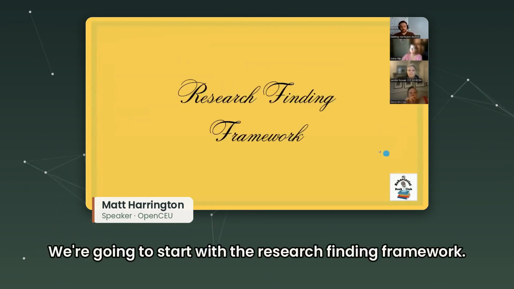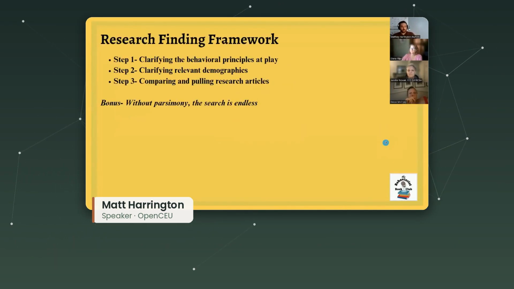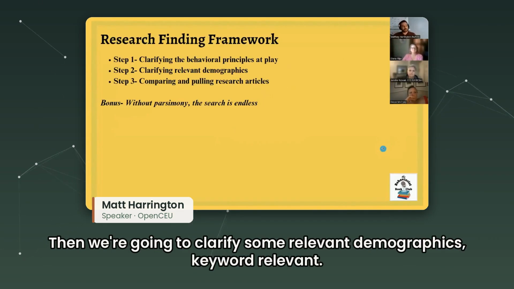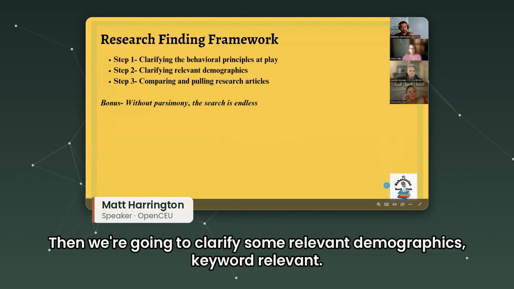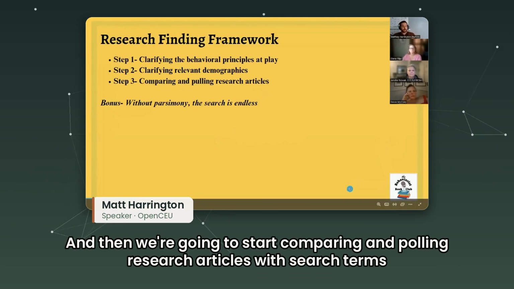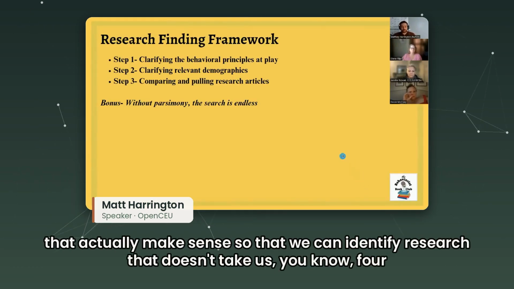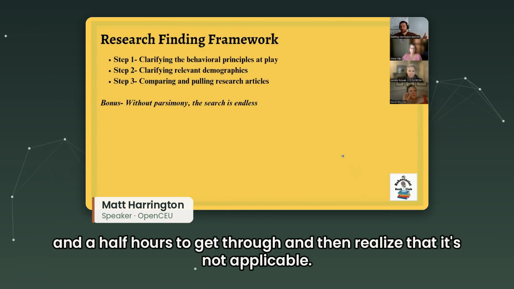We're going to start with the research finding framework. Oh, it's 3 steps, my bad. First, we're going to clarify the behavioral principles at play. Then we're going to clarify some relevant demographics, keyword relevant. And then we're going to start comparing and pulling research articles with search terms that actually make sense, so that we can identify research that doesn't take us 4.5 hours to get through and then realize that it's not applicable.